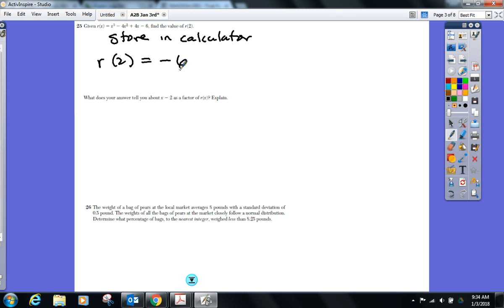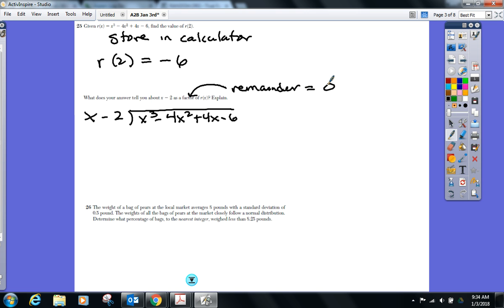All right, here's the tough part. What's this answer tell you about x minus 2? Is it a factor of R of x? Now, there's a couple ways we could do this. If this is a factor, I'm just going to show you the different ways. I'm not going to actually do it. You can use long division to see if it goes in evenly, and you should get a remainder equal to 0 if it's a factor. That's one way. I probably wouldn't prescribe that way. But there's other ways I could do it.